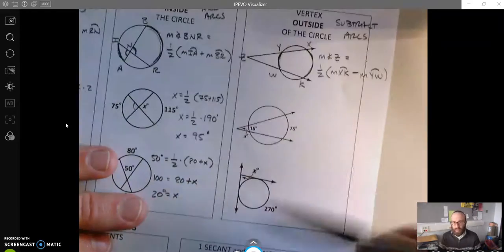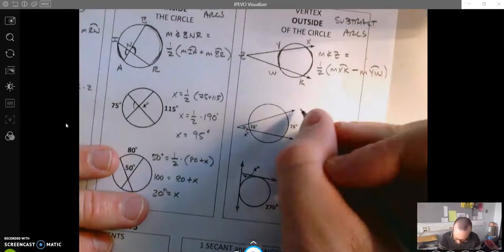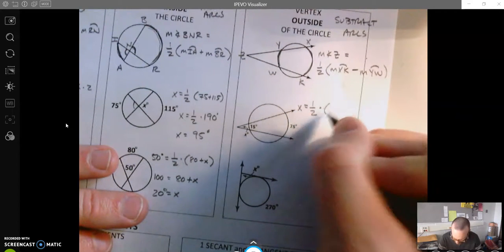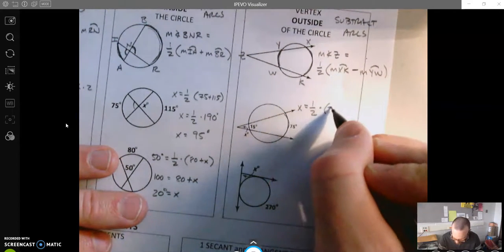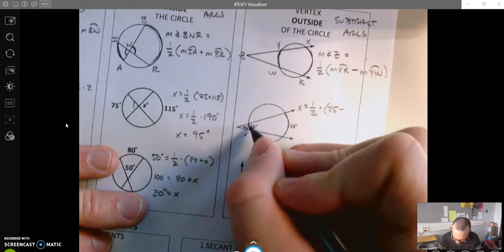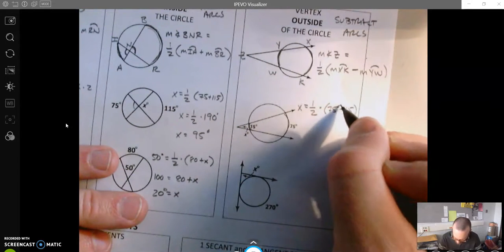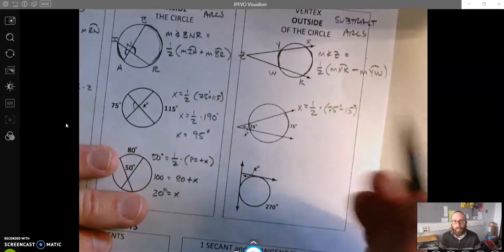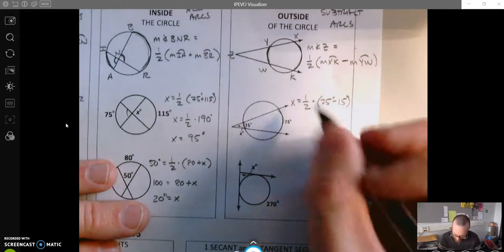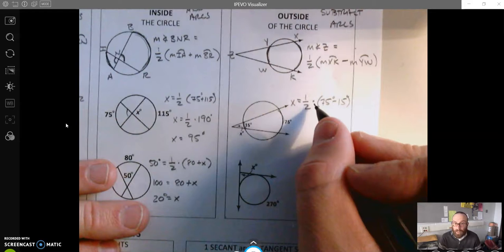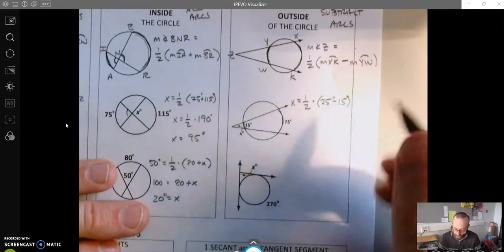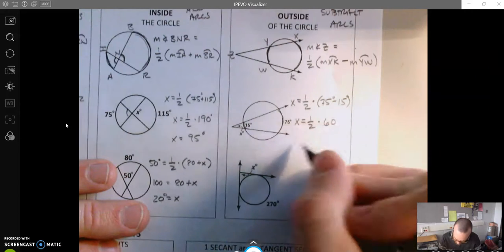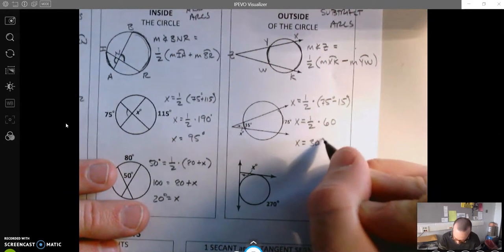It's a very similar process. We're just going to translate: the angle equals 1/2 of the larger arc, which is 75, minus the smaller arc, which is 15. And those are all degrees. I should put that over here as well. The angle is half of the difference of arcs. So x equals 1/2 times 60, which means x is 30 degrees.